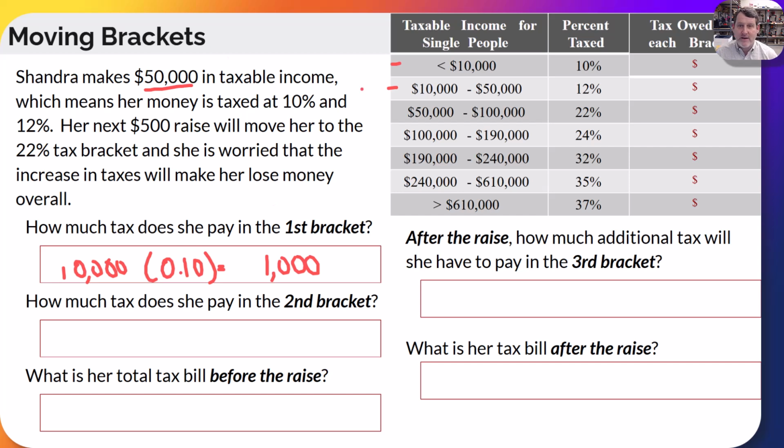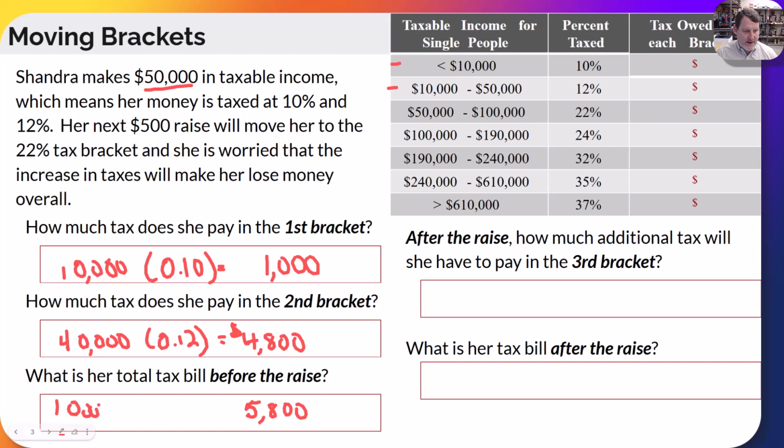And then the rest of her income, the other $40,000, is in this bracket. So $10,000 was there, and now we're going to tax $40,000 at the higher rate of 12%, so 0.12, and this is going to give us a total tax of $4,800 for that bracket. When we add these together, her total tax bill for the year is $5,800. That's just the $1,000 plus the $4,800.